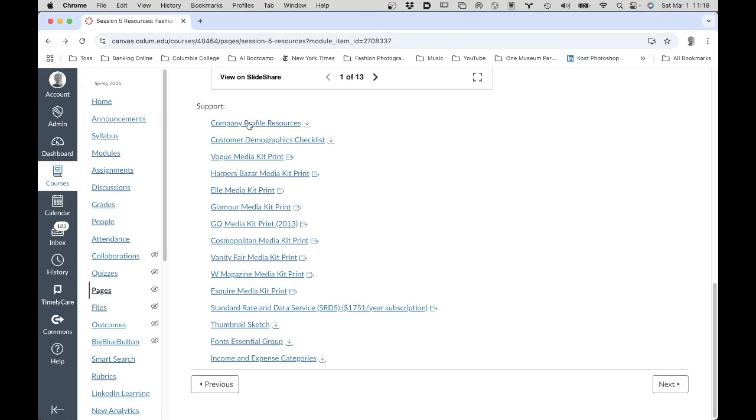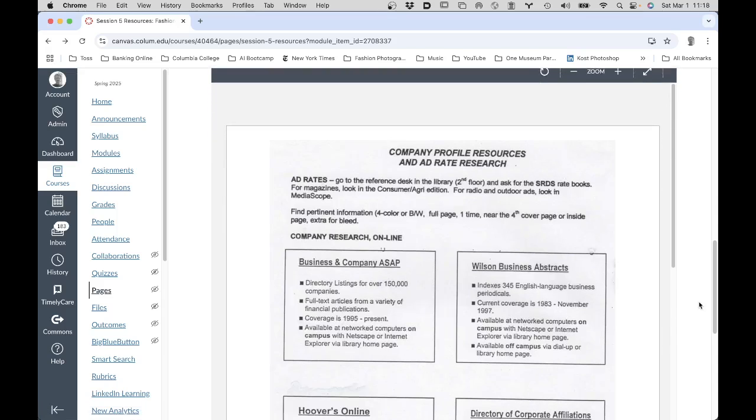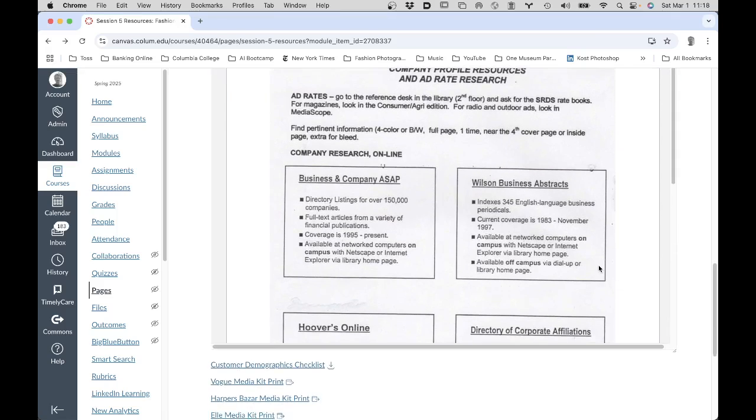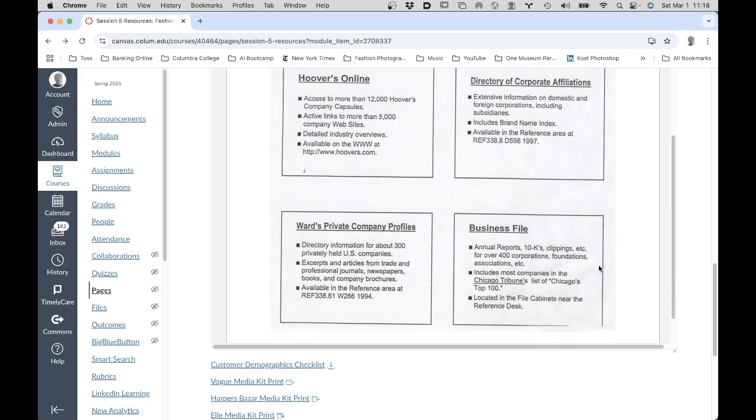So this first thing under here is this company profile resources. So if you click on this, this was actually created back in the day before there really was an internet. Some of these are still actually viable. You can actually look through these and just sort of see. So again, the reason you would use these resources is that you're going to places to get a profile of the company. So again, what is really behind Neiman Marcus? Who started it? What's their philosophy? Who are they trying to attract?